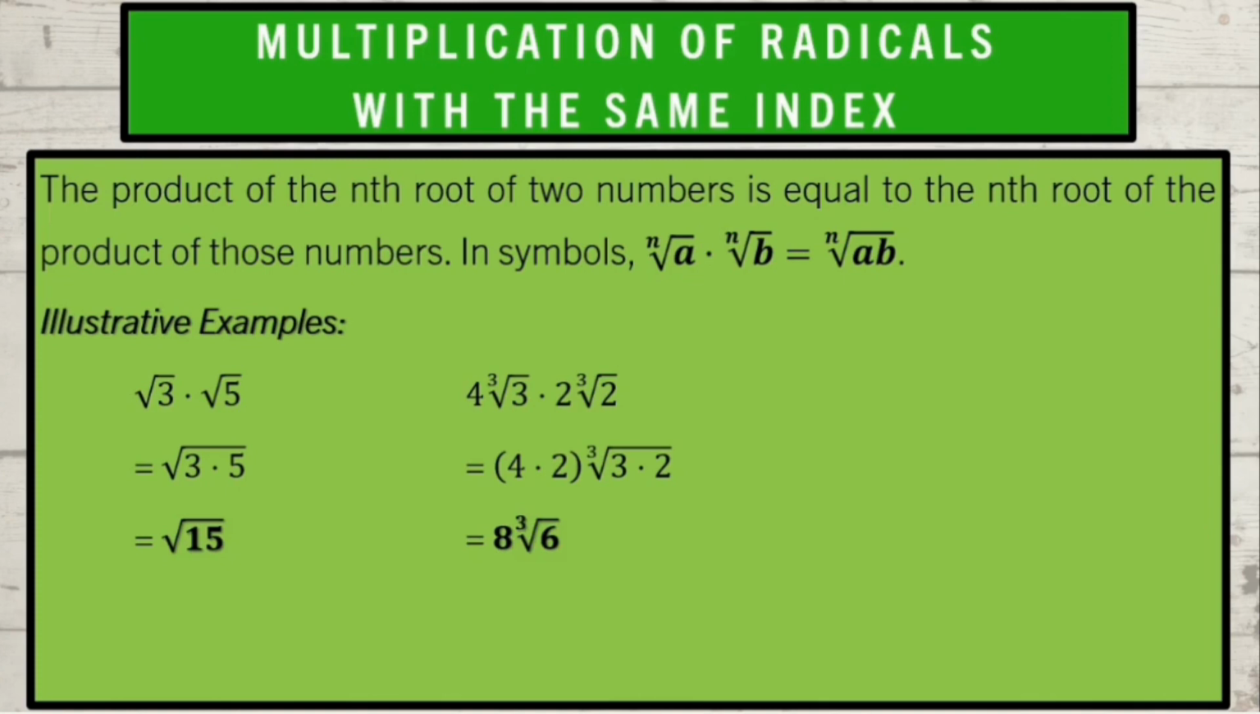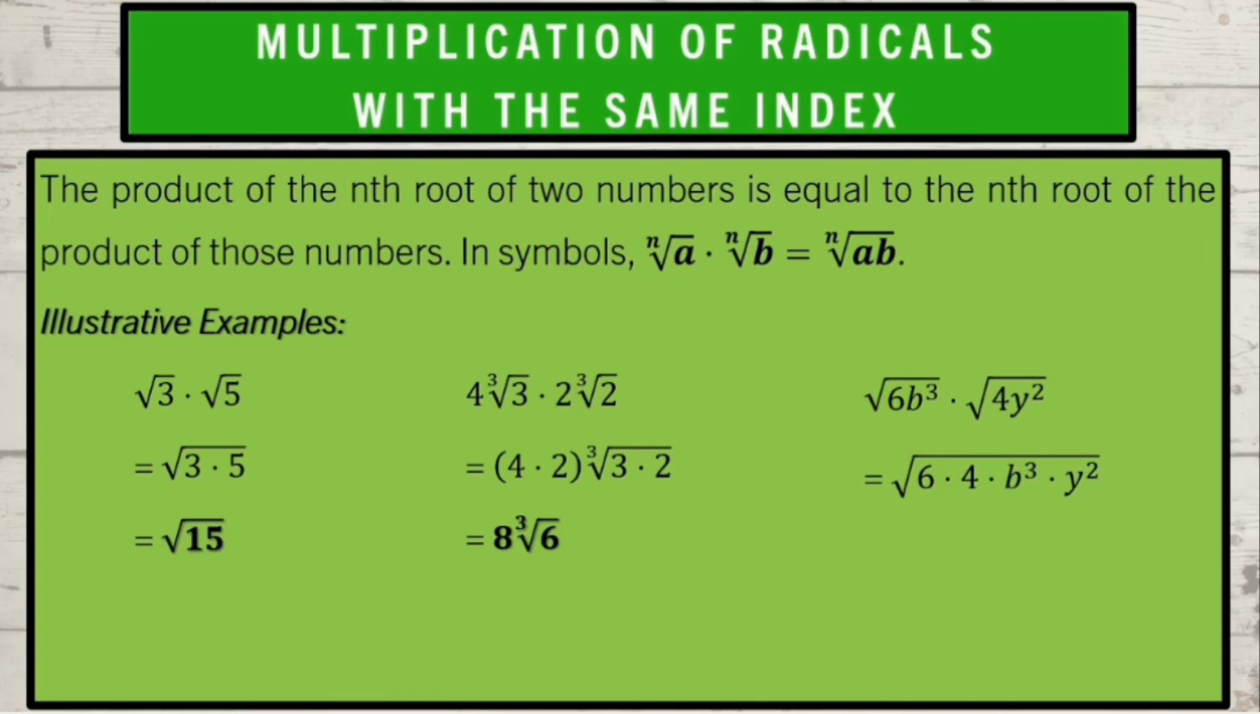Let's have the last example for the multiplication of radicals with the same index. We have square root of 6b cubed multiplied by the square root of 4y squared. So we will multiply the radicands since we have the same index. So we will have the square root of 6 multiplied by 4 multiplied by b cubed multiplied by y squared.